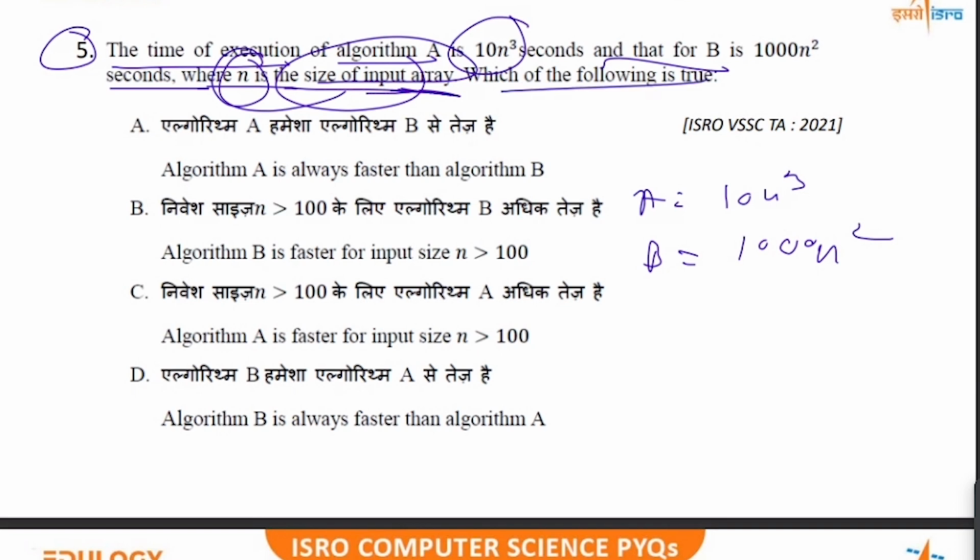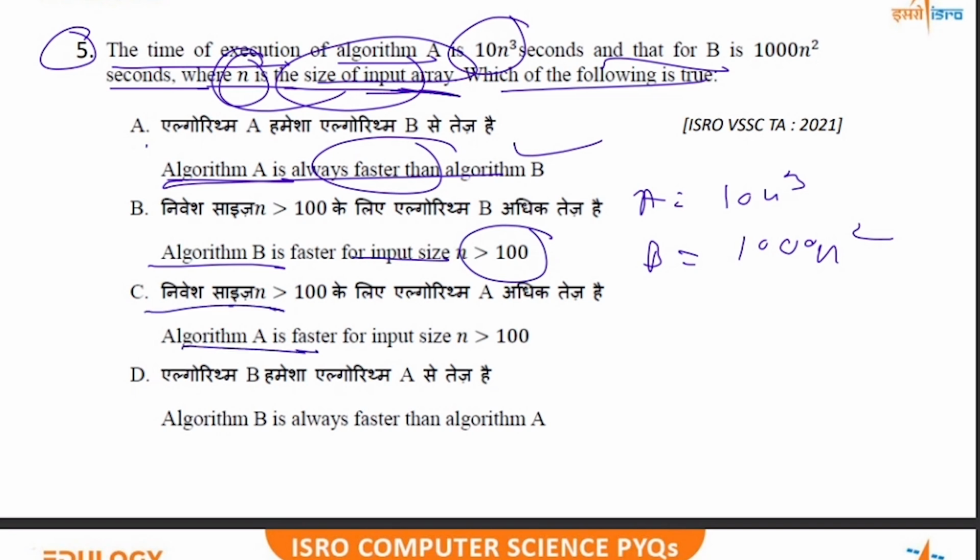Algorithm A is always faster than B. Option 1, we will check it now. Algorithm B is faster for input size n greater than 100. Algorithm A is faster for input size n greater than 100, and algorithm B is always faster than algorithm A. Okay. Has anybody answered? Just wait a minute. Option D.